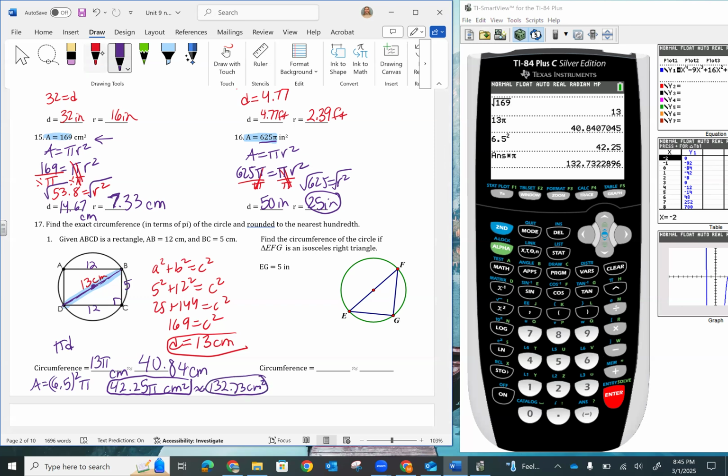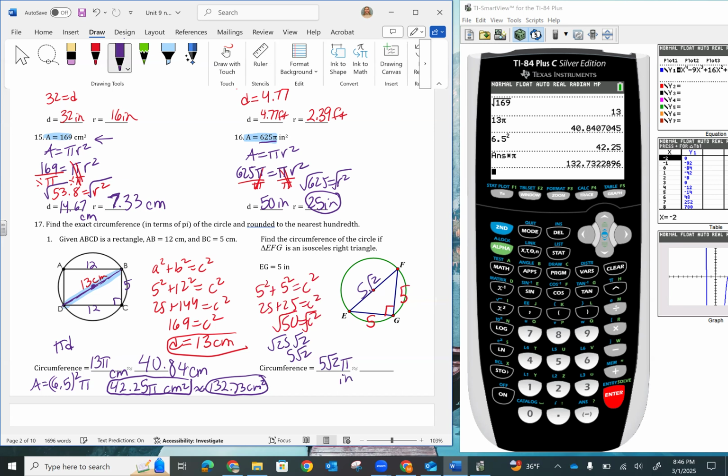Okay, the next question, if you know this is 5, it's an isosceles inscribed right triangle. And so we can find the hypotenuse by doing 5 squared plus 5 squared equals the hypotenuse squared, which is 25 and 25. That's 50 equals c squared, so the square root of 50. Let's break it down, okay? Square root of 50 breaks into 25 times 2, or 5 root 2. So the circumference would be 5 root 2 times pi. And that would be in inches.